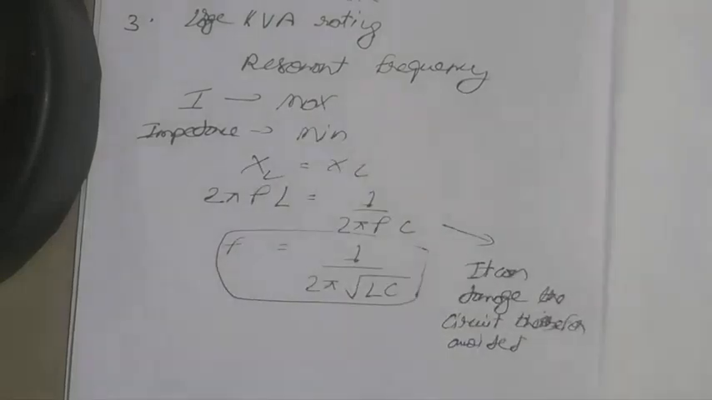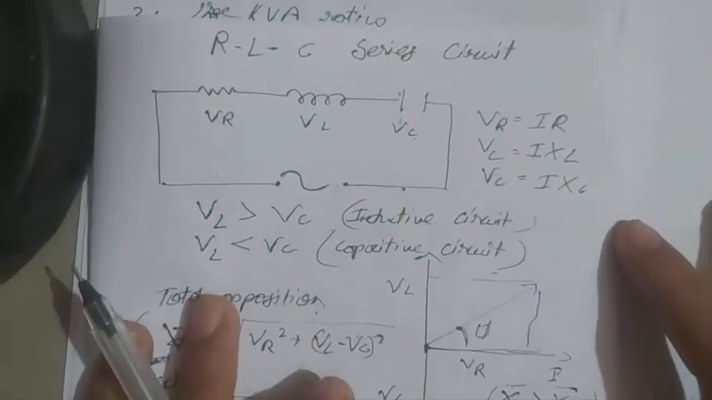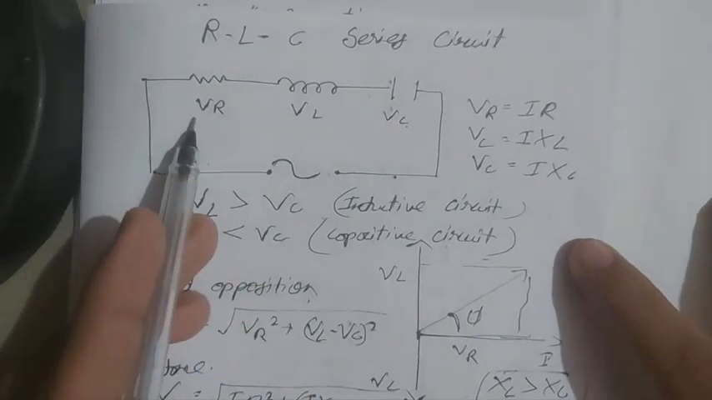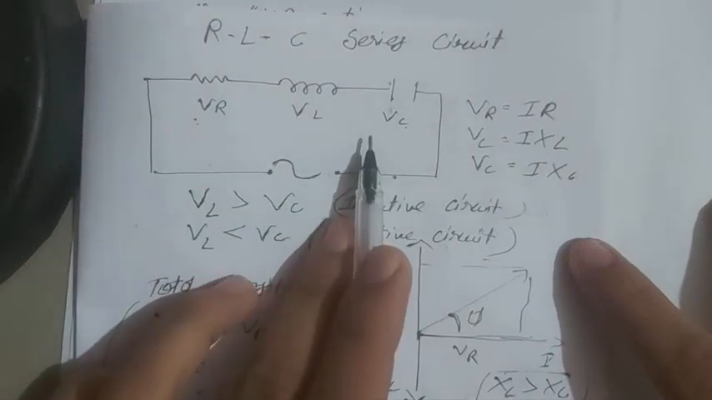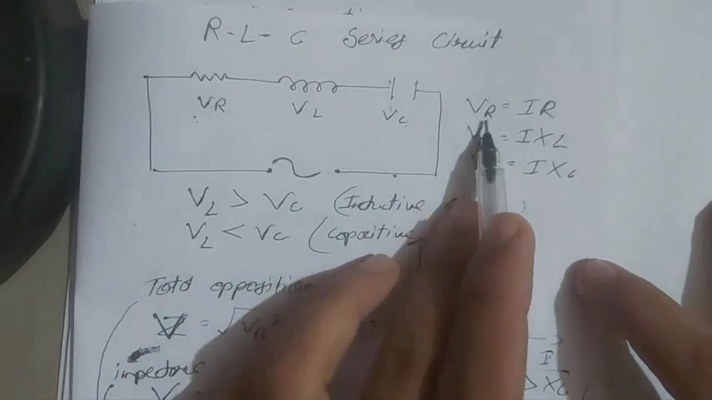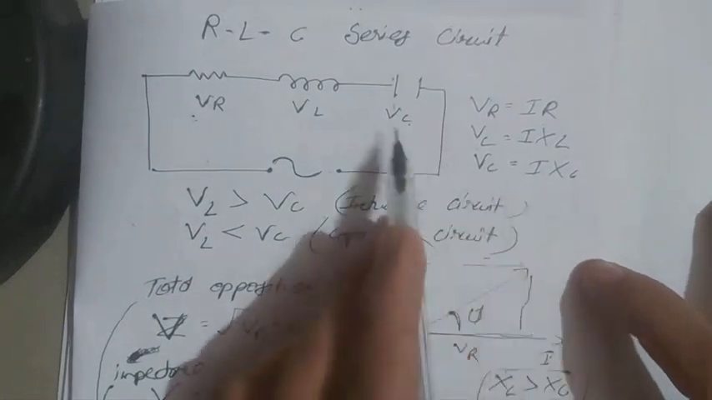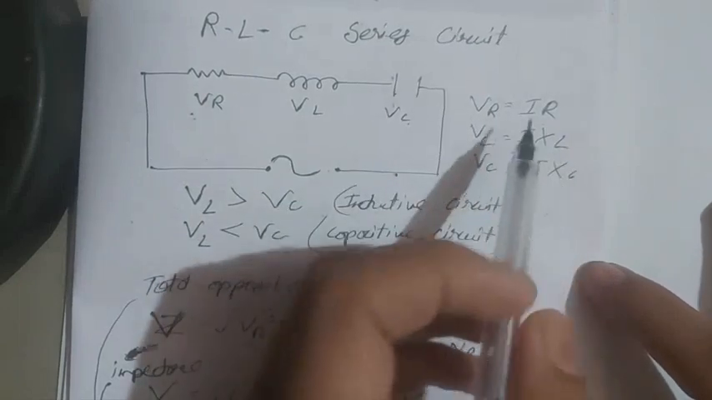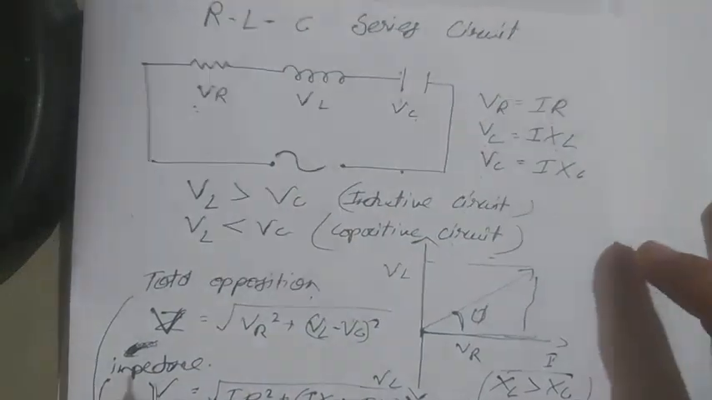After that, RLC series circuit. So the three circuits which we have studied previously, this is the combination of all three. We know that VR is equal to IR, VL is equal to IXL, and VC is equal to IXC. We find the reactance due to capacitor XC, and similarly we can find it for the inductor, and we know about the resistor.